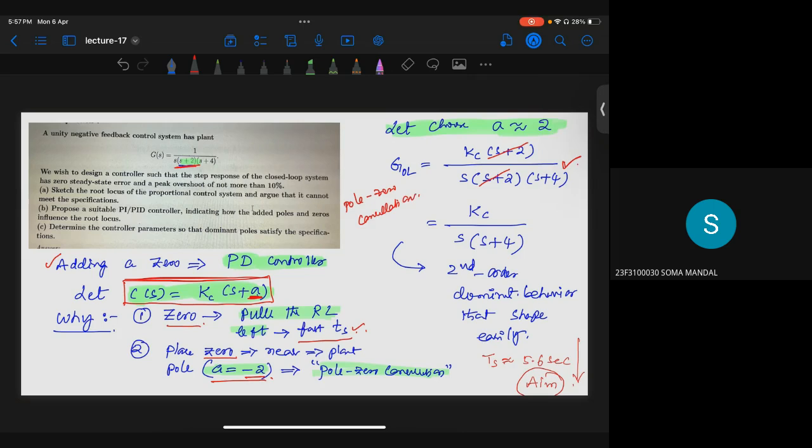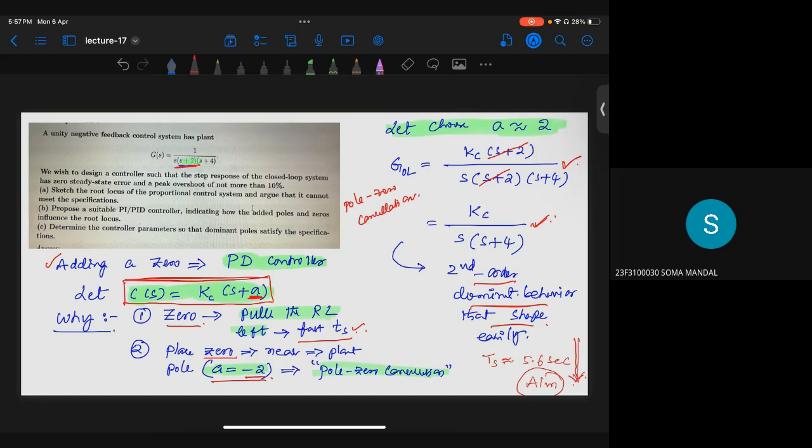Pole zero cancellation. Because of pole zero cancellation, we have Kc by S multiplied by S plus 4. So this is nothing but second order dominant behavior, so that we can shape it easily. Now using this, our aim is, can we reduce the settling time?